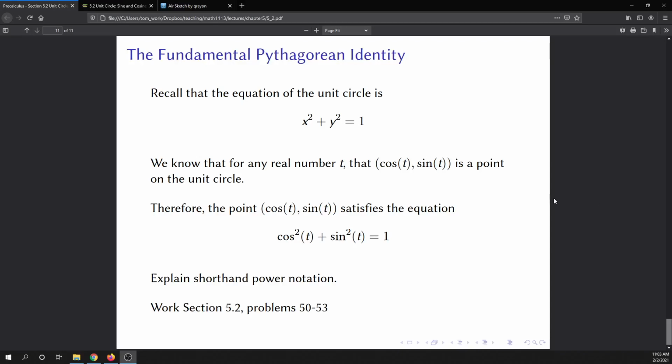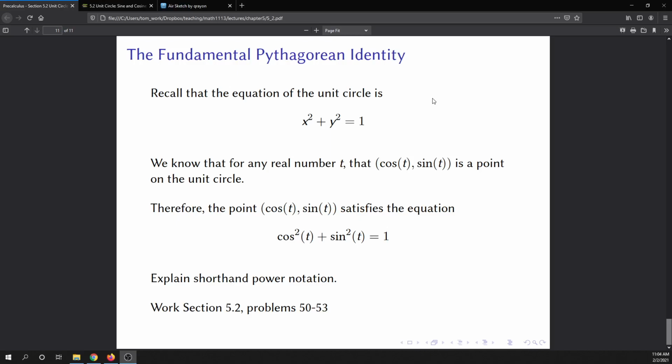All right, in this video, we are going to talk about the fundamental Pythagorean identity. An identity is an equation that is true for all values for which it's defined. In other words, if you plug in any number for which the expressions are defined, as long as it's in the domain of the expressions, then you are going to get a true statement.